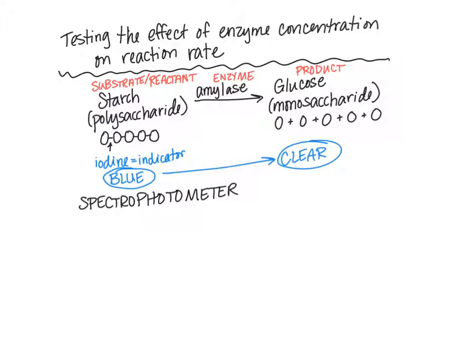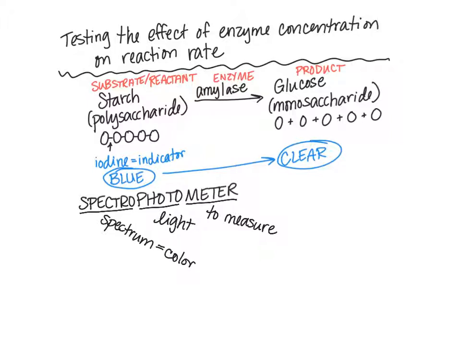And if we break down this word, we can break it down into three parts. So spectro, photo, and meter. Meter means to measure. Photo means light. And spectro has to do with the spectrum of light. So we are specifically going to be looking at the part of the light spectrum that is made up of color. And we are specifically going to look for the color blue.